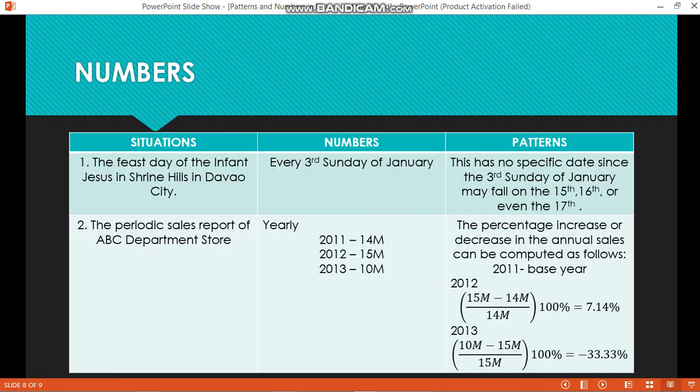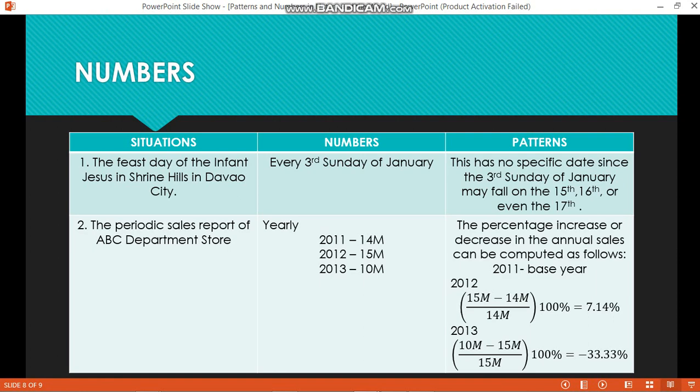Okay, now, what about patterns aside from nature, say, in numbers? We have here two situations wherein we can see the patterns of each situation. First, we have the feast day of the infant Jesus in Shrine Hills in Davao City. The number is every third Sunday of January. Now, for the pattern, this has no specific date since the third Sunday of January may fall on the 15th, 16th, or 17th. But the pattern is that it's every third Sunday of January.